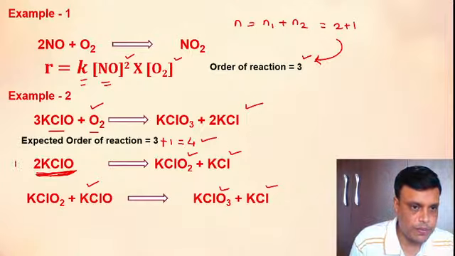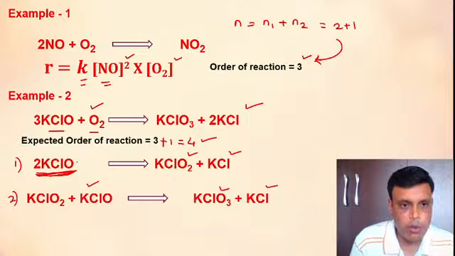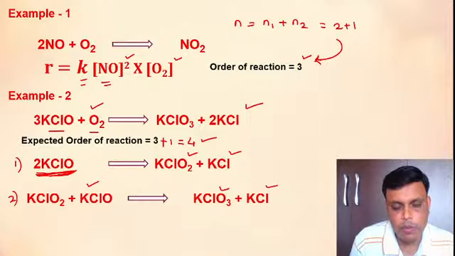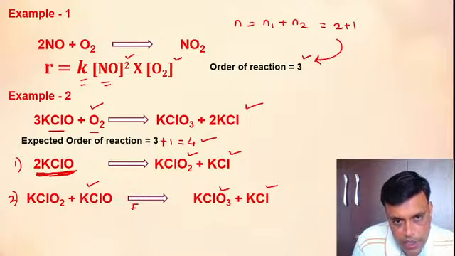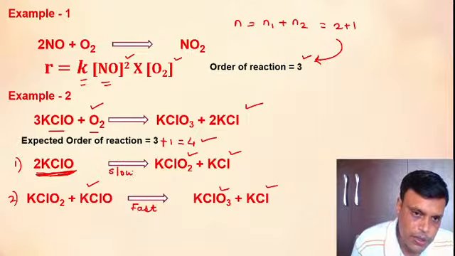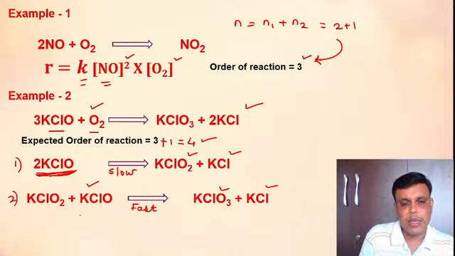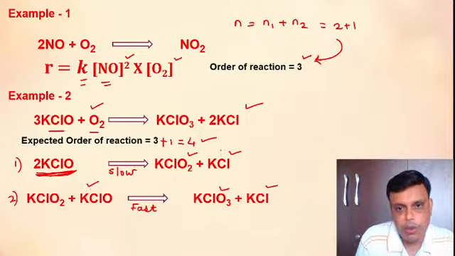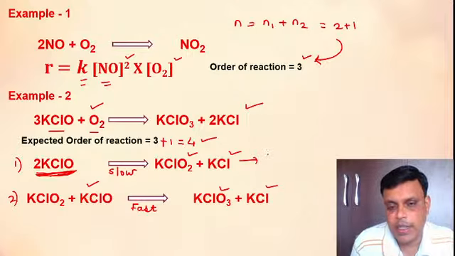This is step number 1 and this is step number 2. In the first reaction, 2 KClO undergo decomposition giving KClO2 plus KCl, and in step number 2, this KClO2 reacts with the remaining KClO giving KClO3 and KCl. Out of these, the second reaction is a fast reaction and the first reaction is a slow reaction. So step number 1 is very slow and step number 2 is fast, and according to chemical kinetics the slowest step is the rate determining step.